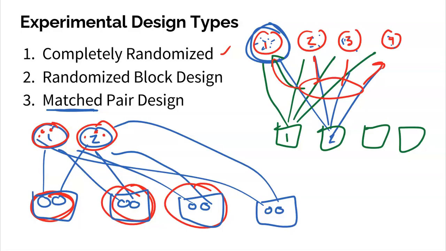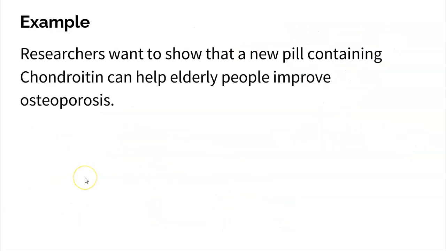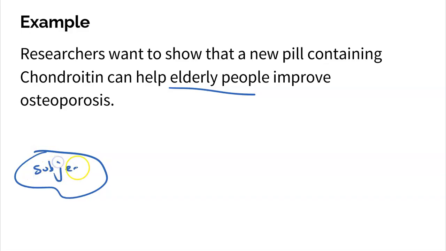All right. Sometimes explaining the designs without an example can be a little bit tricky, so let me throw out an example with you to end the video. Researchers want to show that a new pill containing chondroitin can help elderly people improve osteoporosis. All right, so elderly people is my population. Maybe I get a bunch of elderly people as my subjects. They're all elderly people, and they all struggle with osteoporosis. That's my population of interest.